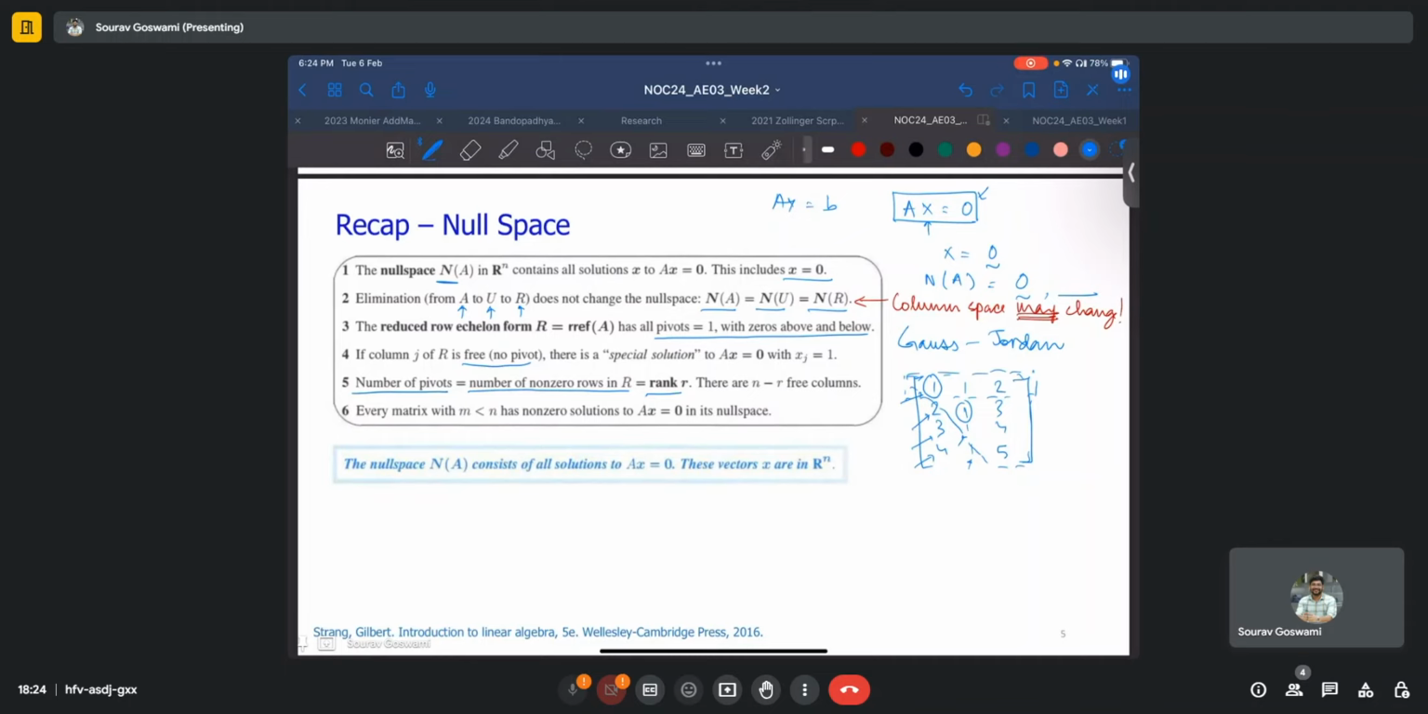Should it be a full rank matrix, then there will be no free columns, because n minus r will equal 0. And every matrix with m less than n, so the number of rows less than the number of columns, has non-zero solutions to Ax equals 0 in its null space. So its null space will have elements in addition to the zero vector. Again, the null space N(A) consists of all solutions to Ax equals 0, and these vectors x lie in R^n. So the dimension of this space is equal to the number of columns.